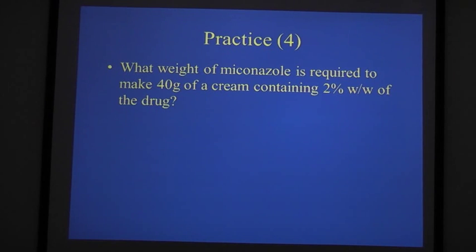So in that case, what weight of miconazole is required to make 40 grams of a cream containing 2% weight to weight of the drug?